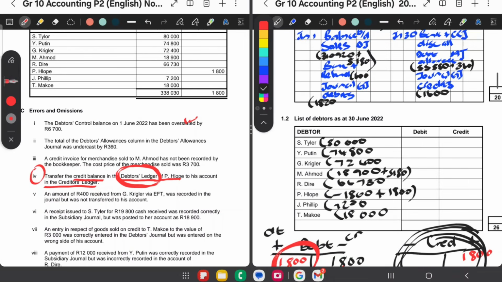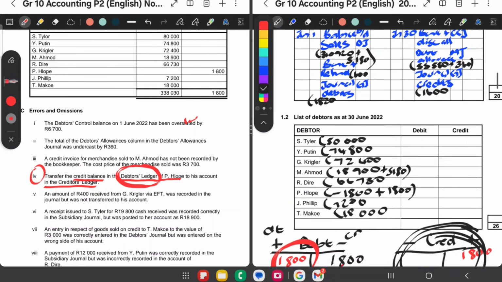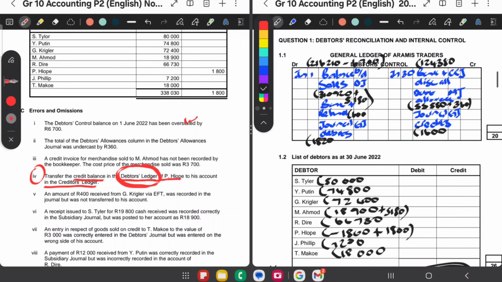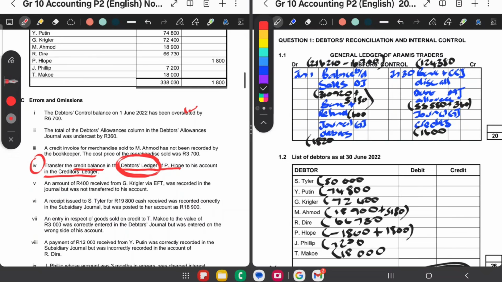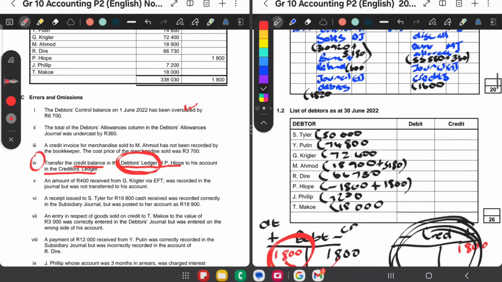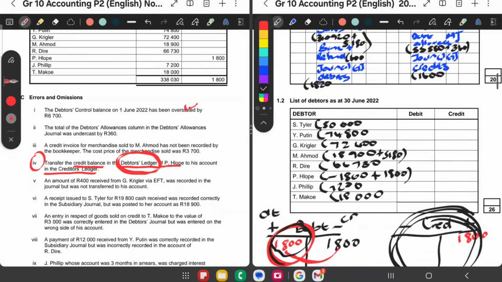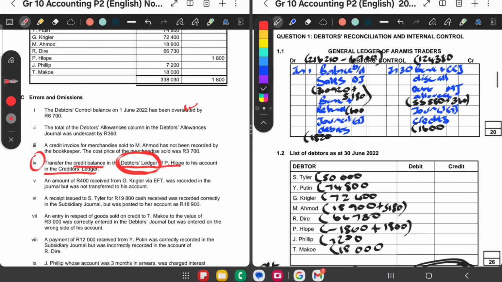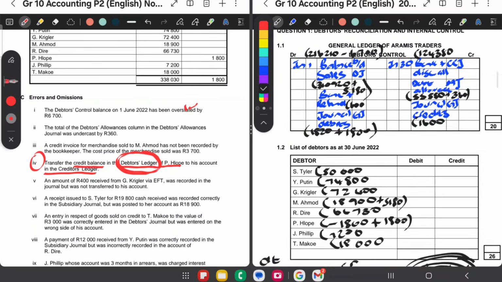But remember, the mistake is now in both the control account and in the list. Eh? So by the control account, I'm going to go to journal debits. And I'm going to do this part. I'm going to add this 1,800. So here I'm going to add 1,800 to show that I cancelled something, eh? So that is journal debits. So that's a transfer.